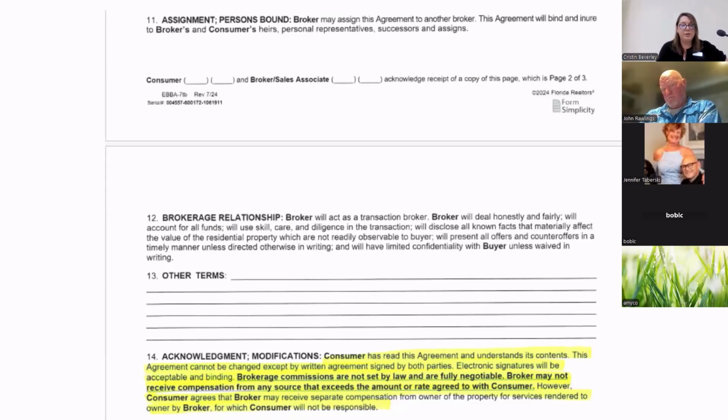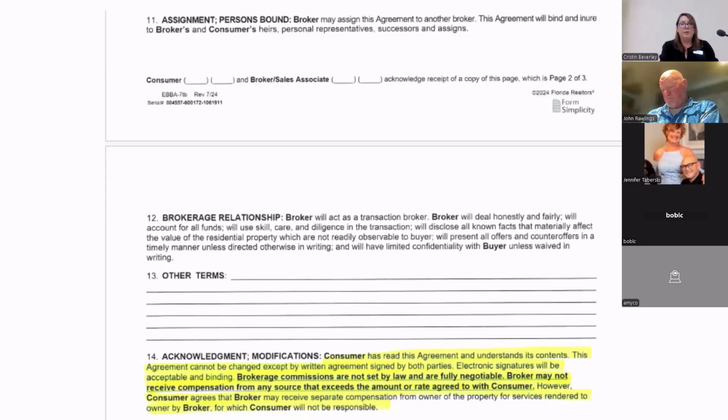We have the brokerage relationship. This comes directly out of Chapter 475. This is a transaction broker relationship agreement. The broker will act as a transaction broker. The broker will deal honestly and fairly, will account for all funds and use skill, care, and diligence in the transaction. Will disclose all known facts that materially affect the value of residential property, which are not readily observable to the buyer. Will present all offers and counter offers in a timely manner unless directed otherwise in writing, and will have limited confidentiality with the buyer unless waived in writing.